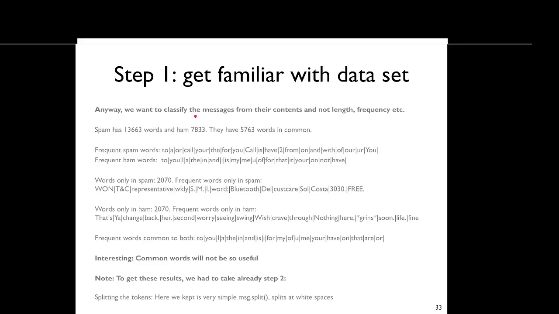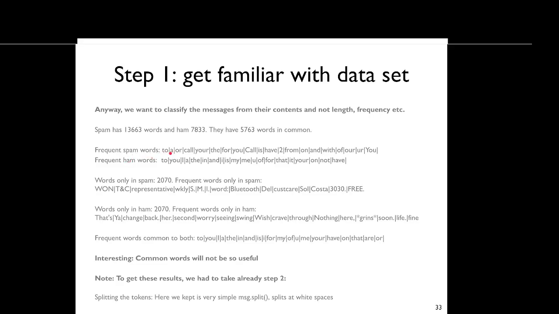Let's analyze those words in the messages. In the spam messages there are 13,000 words, or nearly 14,000. In ham, it's nearly 8,000. And in common, they have nearly 6,000 words. When you compare the frequent words in spam and ham, there's a lot of agreement.